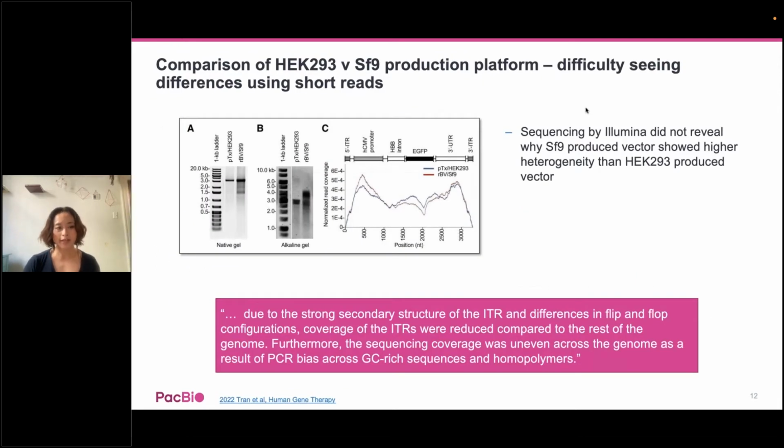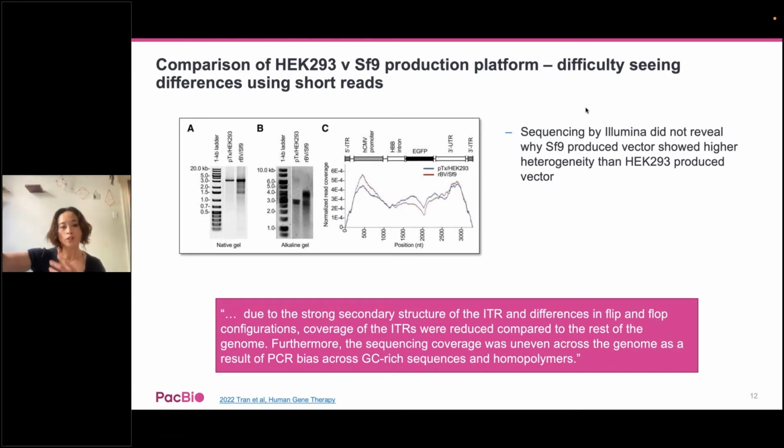This latest publication explicitly used HiFi sequencing to look at production differences between HEK293 and Sf9, two of the most popular production platforms. What they found first, when looking at the gel shown here in the upper left-hand corner, was a difference in the banding of the sizes. It was expected to be around 3.3 kilobases. The HEK293 band seemed to be cleaner. The Sf9 band seemed to have a smear.